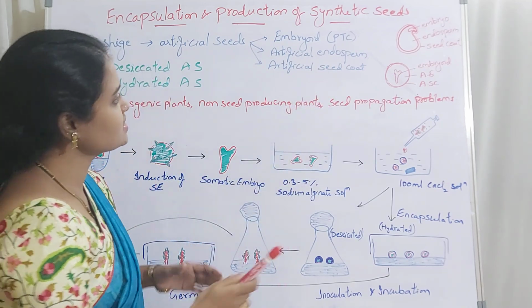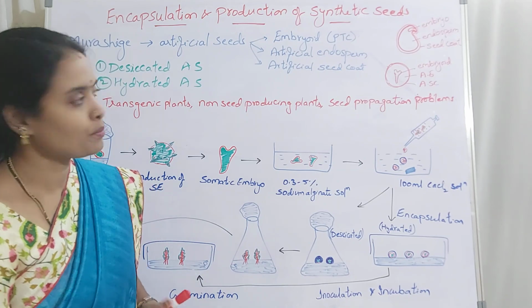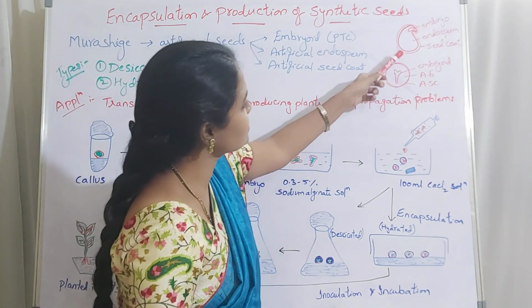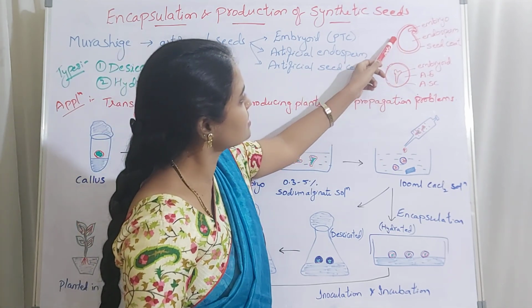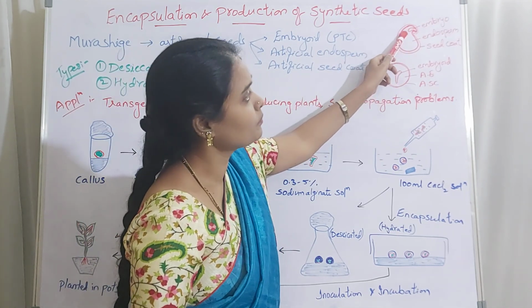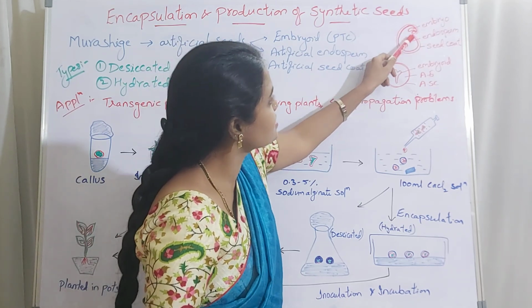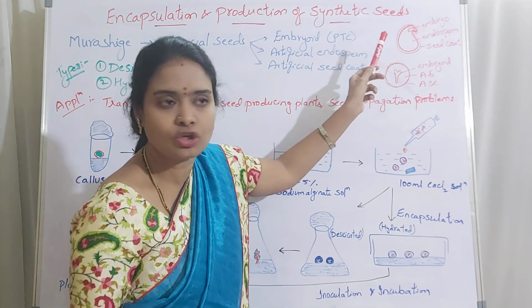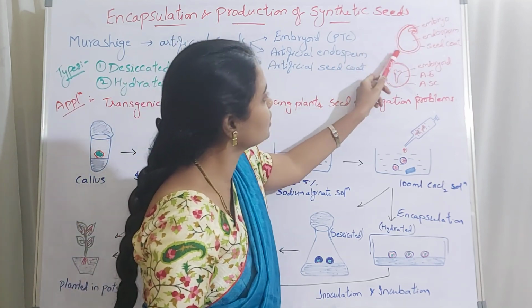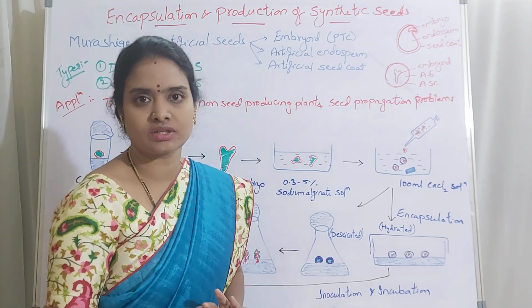Okay, so what is the difference between the natural seed and the artificial seed? Here you can see this is the natural seed. Here in the natural seed, this is the embryo, which results in germination, and here this is the endosperm which provides nutrition to the developing embryo. Then the seed coat forms a protective layer or the protective coating, right?